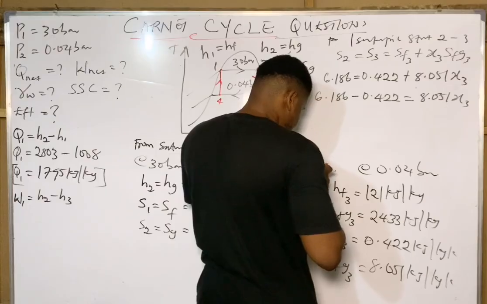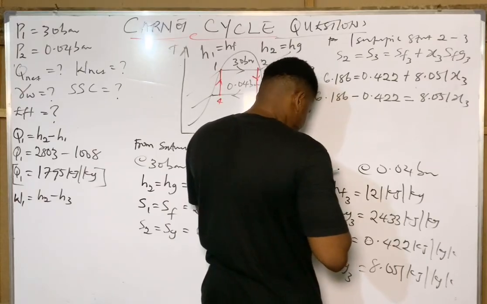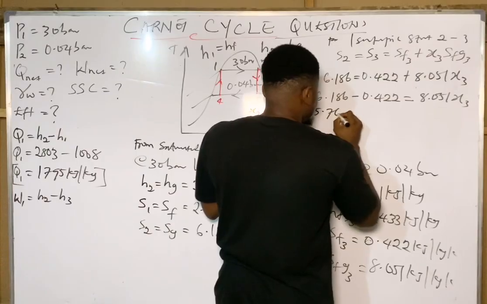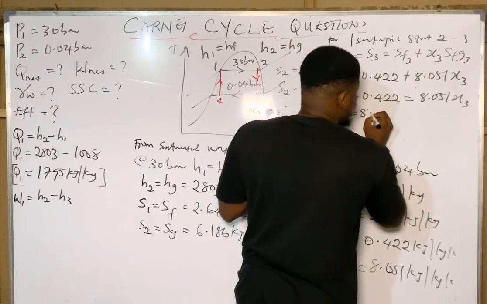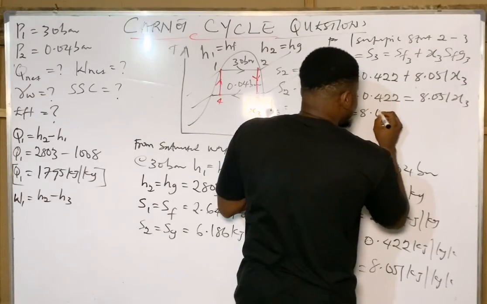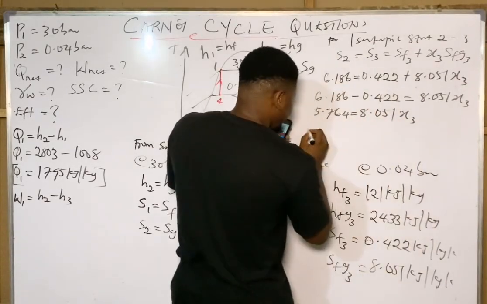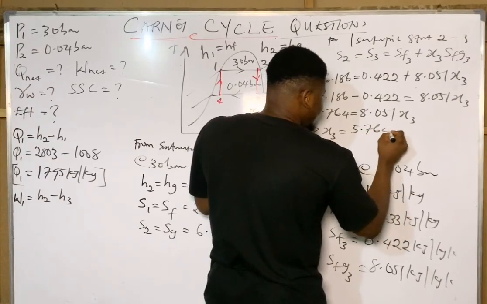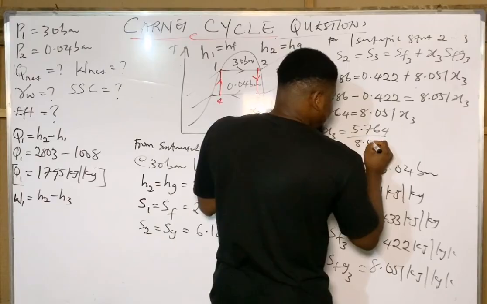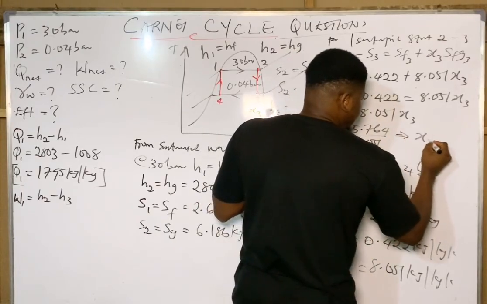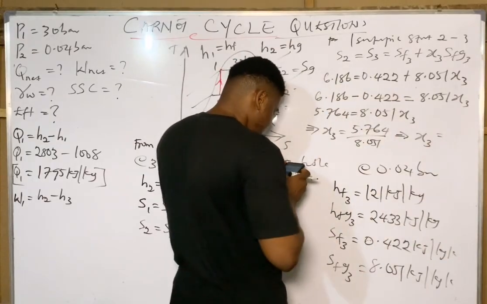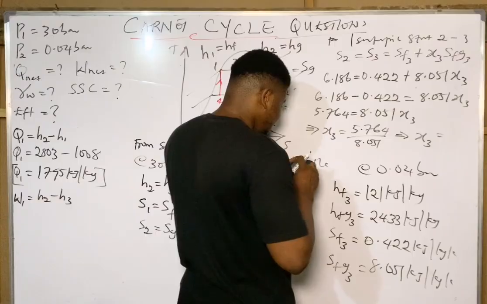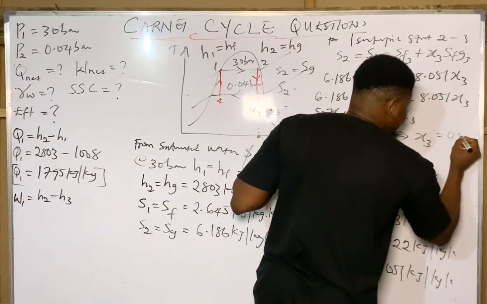6.186 minus 0.422. That gives us 5.764 equal to 8.051 X3. So therefore, the dryness fraction at state 3 becomes 5.764 divided by 8.051, which implies that the dryness fraction at state 3 is approximately 0.72.